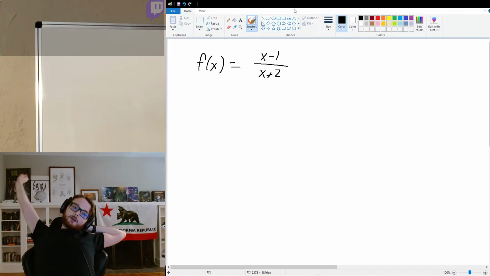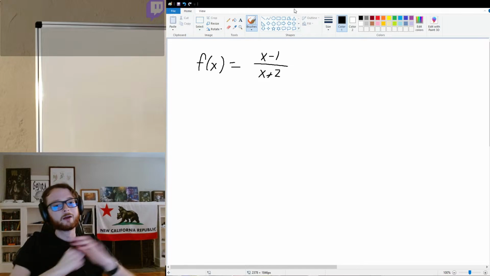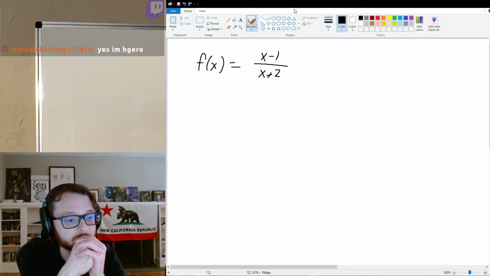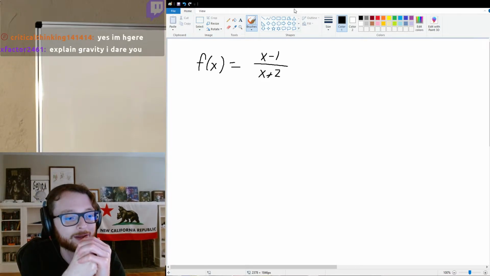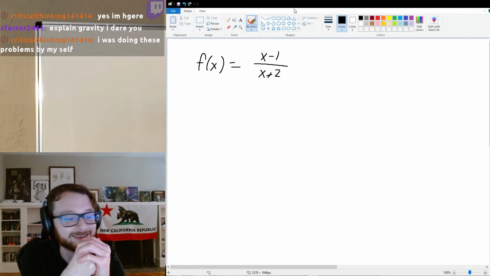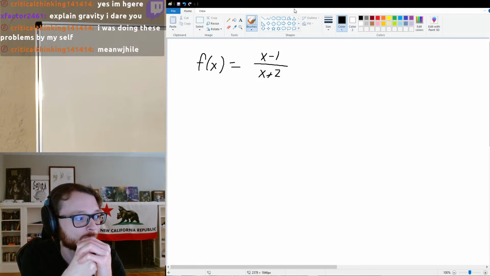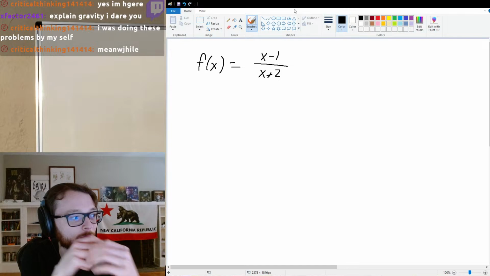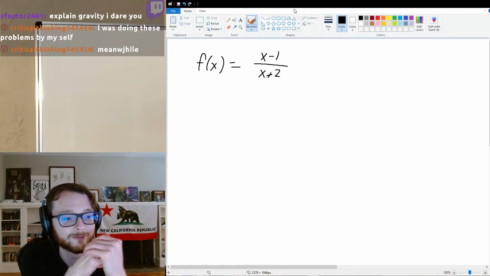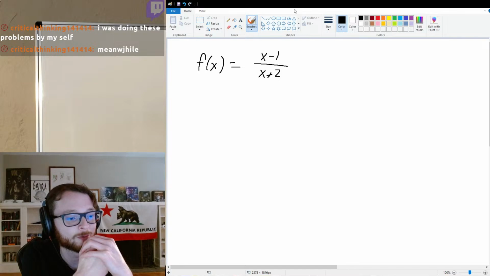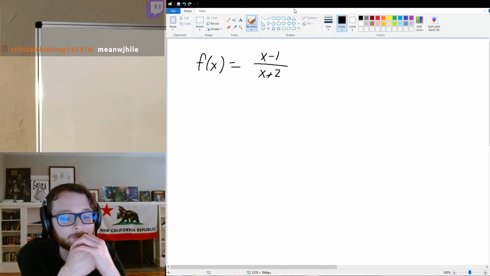Oh, you are here. Okay. Explain gravity, I dare you. Well, every atom shoots out little gravity particles that somehow attract other particles to it by just a little bit, and you get a bunch of particles together and they act like one big particle. Sounds good.